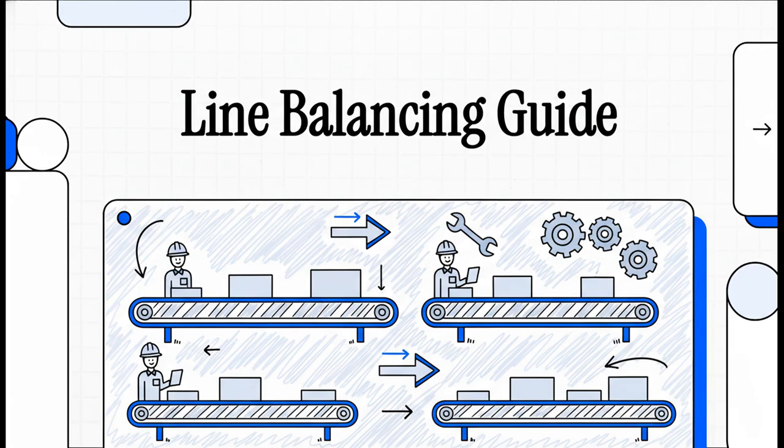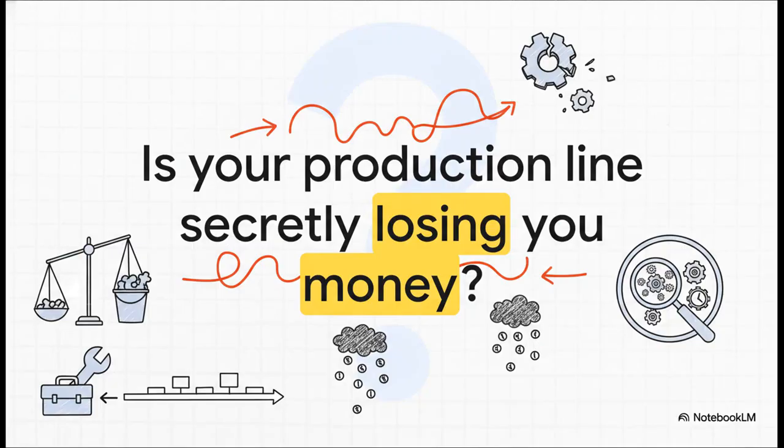Welcome to the Explainer. Today, we're going to demystify a skill that is absolutely critical in manufacturing, assembly line balancing. Let's jump right in. And that's a serious question, right? Because hidden inefficiencies, these tiny delays and mismatched workloads, well, they can quietly drain your resources. Today, we're going to learn exactly how to find and fix those hidden costs.